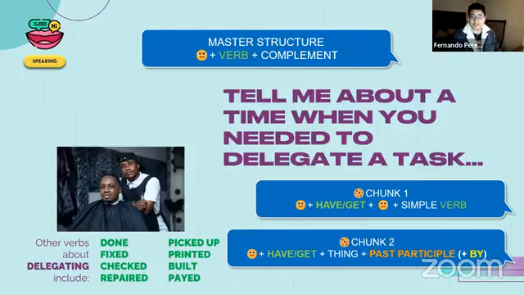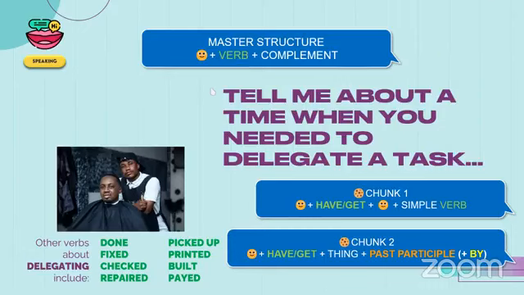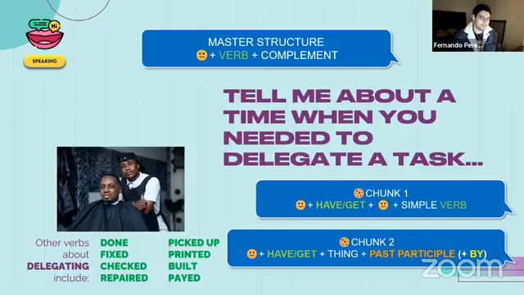We use this structure because I am not going to print the paper. I'm not going to copy the paper. The person in the cyber cafe is going to copy it for me. That's why we use this structure. And this is the first verb, the one that changes. Okay. Take another example.